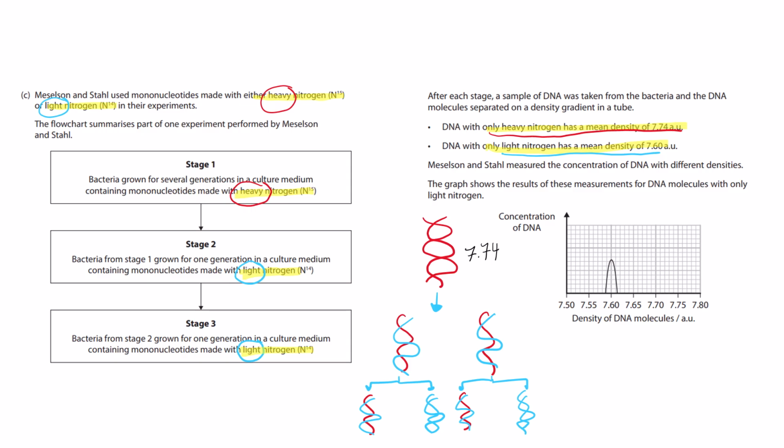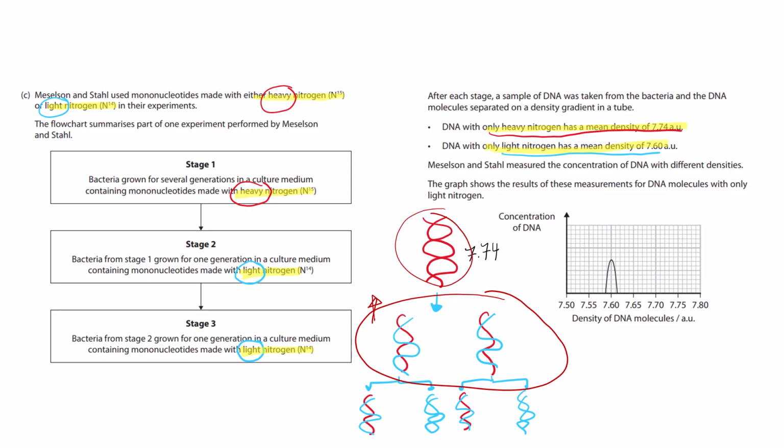So basically this is what happens in stage 2, and this is stage 1. Stage 3, bacteria from stage 2, which is this one, is grown again in light nitrogen. After each stage, a sample of DNA was taken from the bacteria and the DNA molecules separated on a density gradient in a tube.